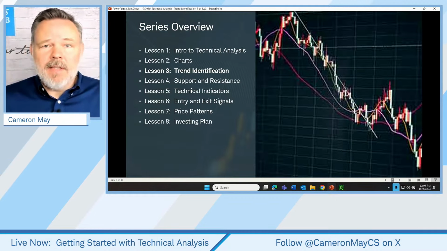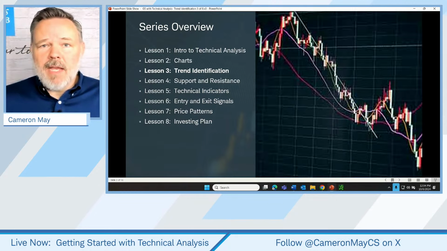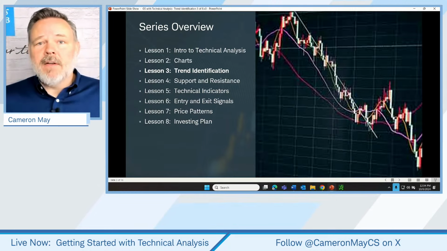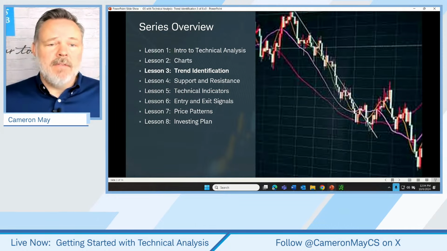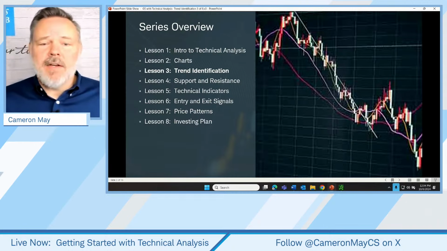Now, if we get the trend wrong, even if our timing is great, the trader might still struggle if they're trading against a persistent trend. So yeah, trend identification can be a big deal for technical traders.